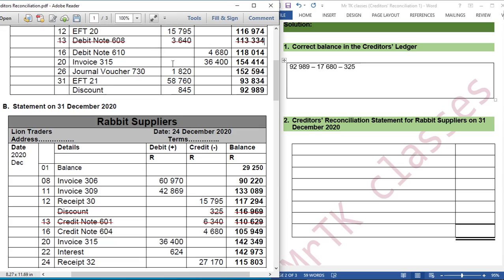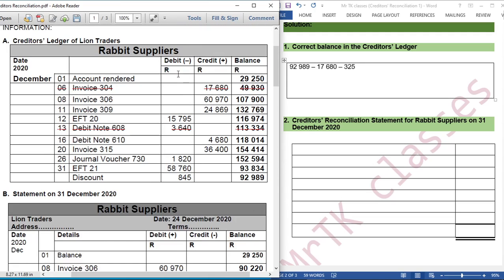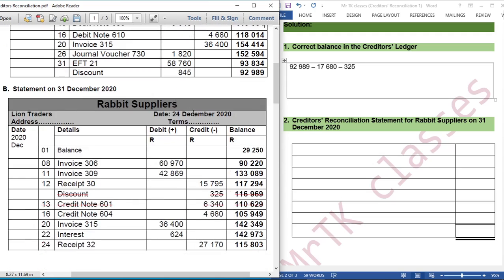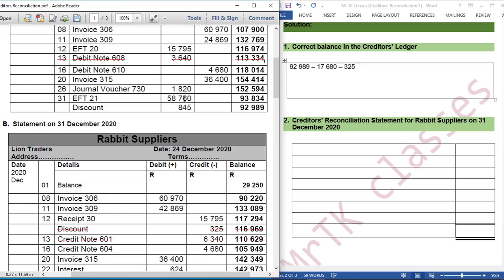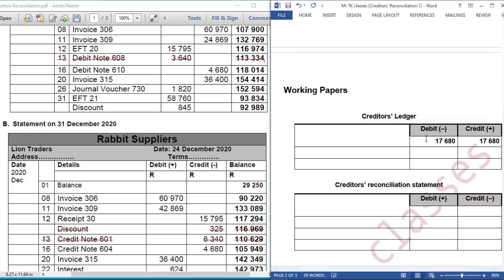So when it comes to sides, the entries are okay, right? Because debit here and credit here. This is a return. It should decrease the outstanding amount. But if we look at the amounts, they are different. And this one is correct. That's what the adjustment is saying. This one is wrong. So let us come to our working papers.